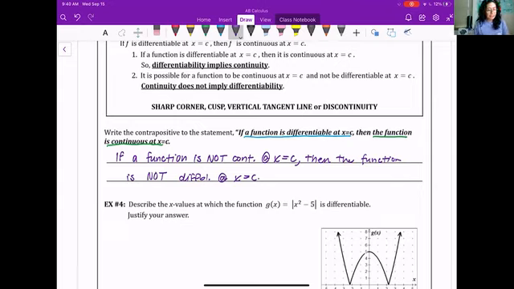Okay, this is kind of similar to the idea that all squares are rectangles, but not all rectangles are squares. Okay, so if you've got a square, it's for sure a rectangle, you're good to go. But if you've got a rectangle, it might be a square, it might not be. You got to do a little more work to find out. Same thing here. If it's continuous, it could be differentiable. If it's not continuous, it's not differentiable. Okay, so important thing to know there.